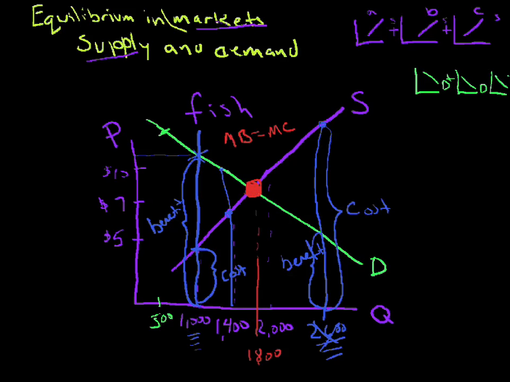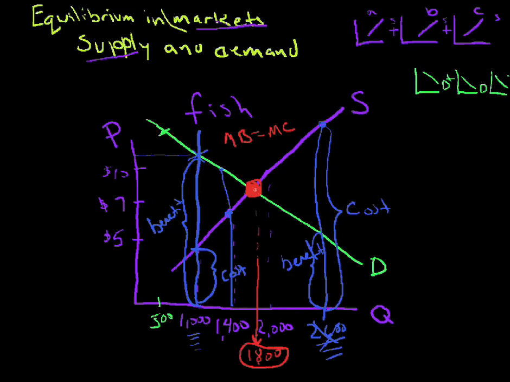If you don't produce that much, if you don't produce 1,800, you're losing out on all these chances where benefit is greater than cost. So again, let's pretend we're up above Earth looking down, and we're trying to decide how much fish should be produced. Guess what? We would say produce 1,800. Why? Because that's where benefit equals the cost.